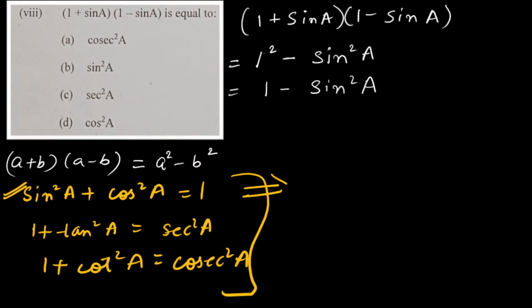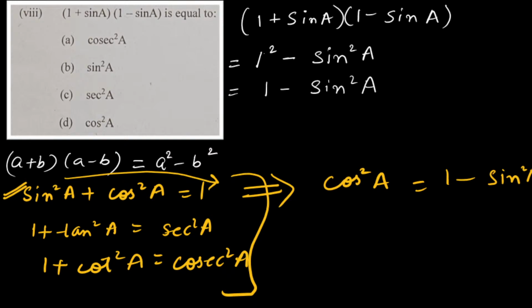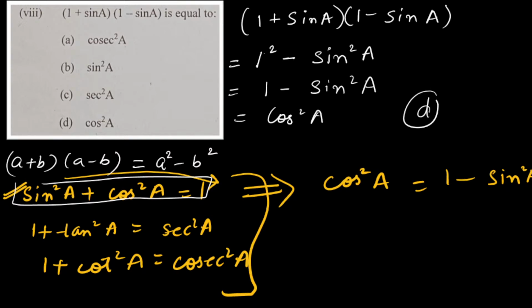So from first relation, if we shift sine square to the other side, here I'll get cos square A is equals to 1 minus sine square A. So that means 1 minus sine square A's value is cos square A. So which option? Option D. So D option is the correct answer.